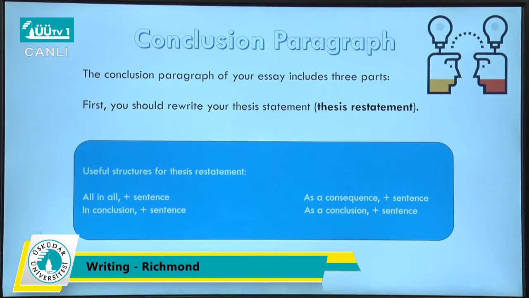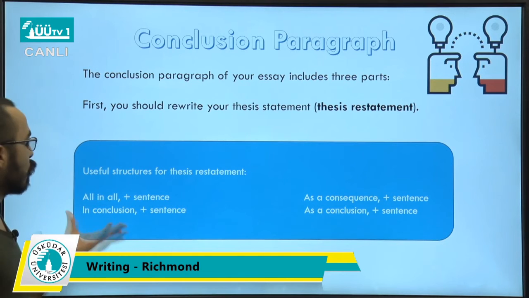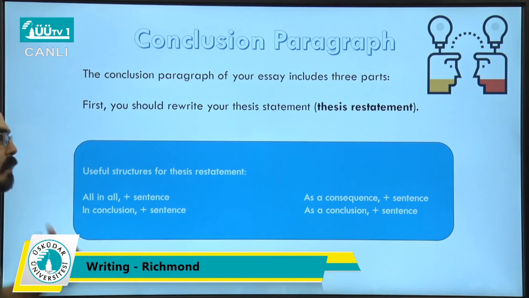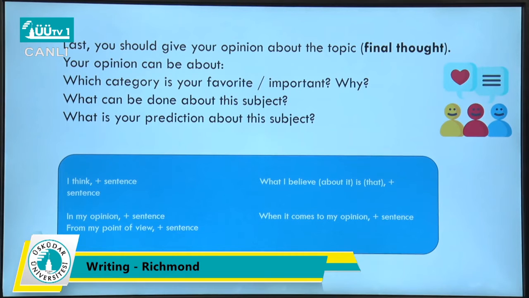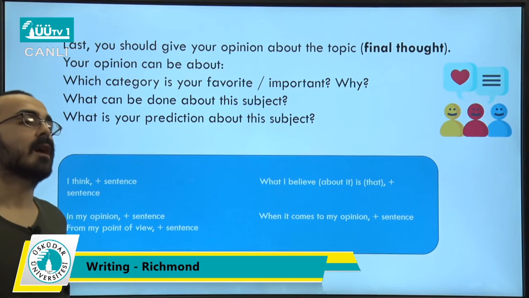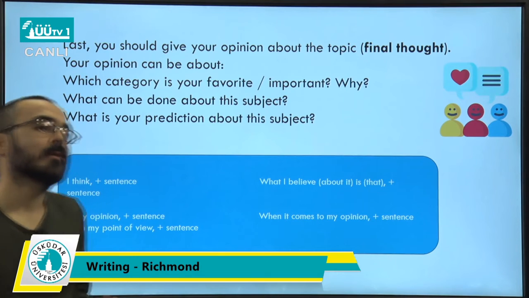So good. In our conclusion paragraph, let's again take a look at this part. The conclusion paragraph of your essay includes three parts. First, you should rewrite your thesis statement. Right? So, again, what you talked about as a conclusion, right? There are blah blah categories of countries, something like this. Then you're going to repeat yourself here, or use in conclusion, as a consequence, all in all. Please use this in your conclusion paragraph. Then you should rewrite your topic sentences or summarize each category in only 3 sentences is also good advice. Last, you should give your opinion about the topic. Final thought, right? You write about your topic and you give me your thought about this, okay?